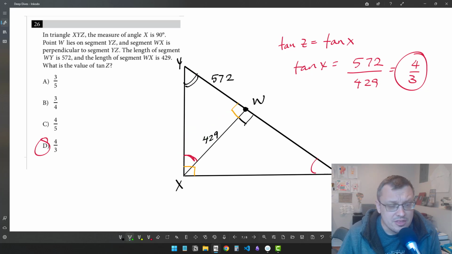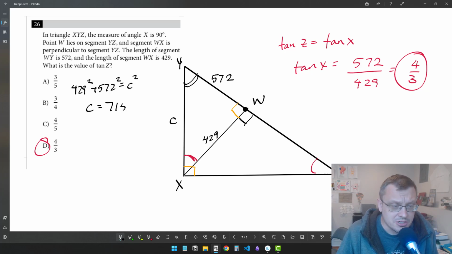And so I can use Pythagorean theorem to find XY. Let's call that little z. Now let's call it C. So 429 squared plus 572 squared is equal to C squared. And I will spare you the arithmetic, but when you put this all into your calculator and square root both sides, you should get 715. Okay, so this is 715.